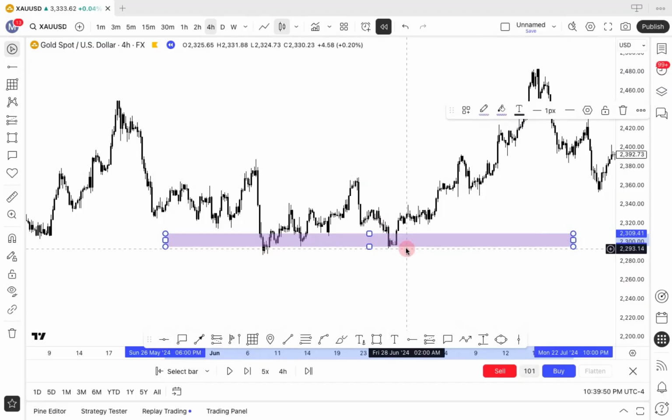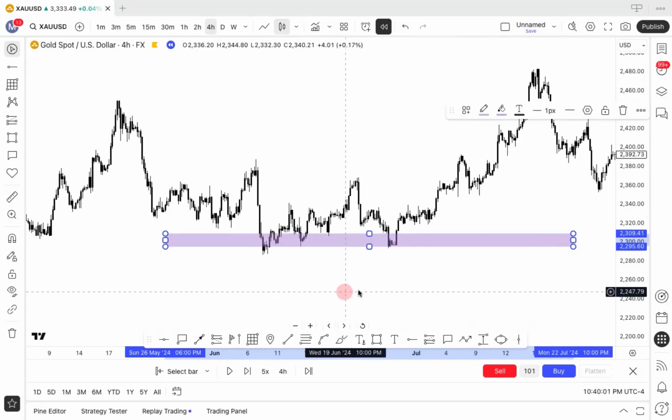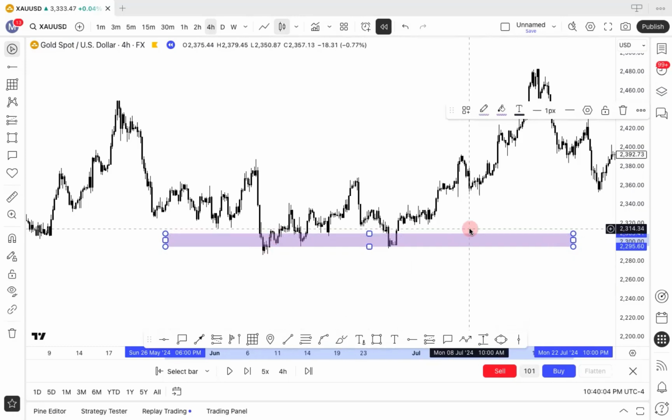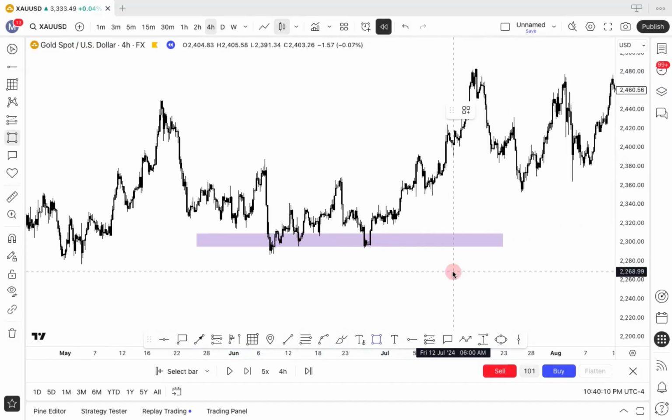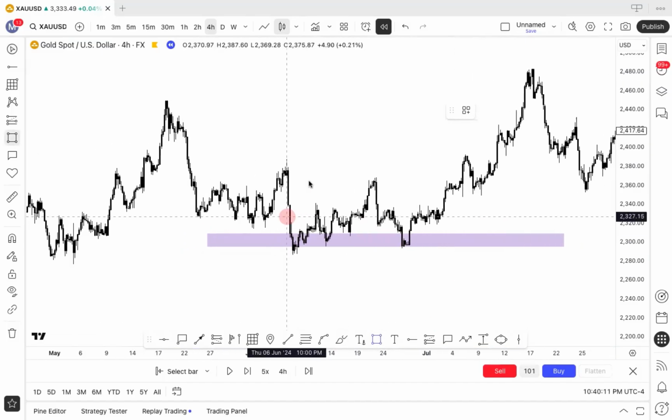So it really doesn't matter how thick or thin your zones are. Learn to connect the dots from a market structure standpoint, and you will be okay. So this is clearly a support zone because we're at lows. Remember, lows are going to be your support. There's multiple reactions here. Can you guys spot the resistance? Well, I see multiple reactions here.